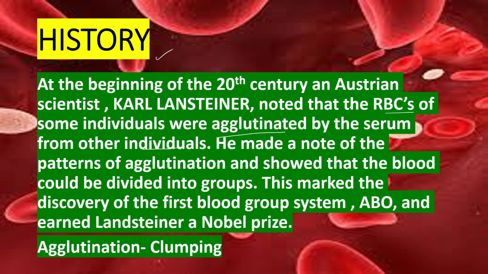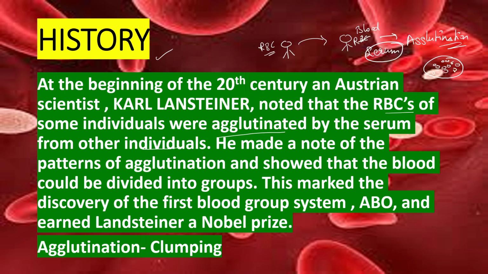So Carl Landsteiner noticed that when the blood of a particular person was treated with serum from another person, some of the blood was showing agglutination. And what does agglutination mean? Agglutination means clumping of blood. So you can see this type of clumping in blood.